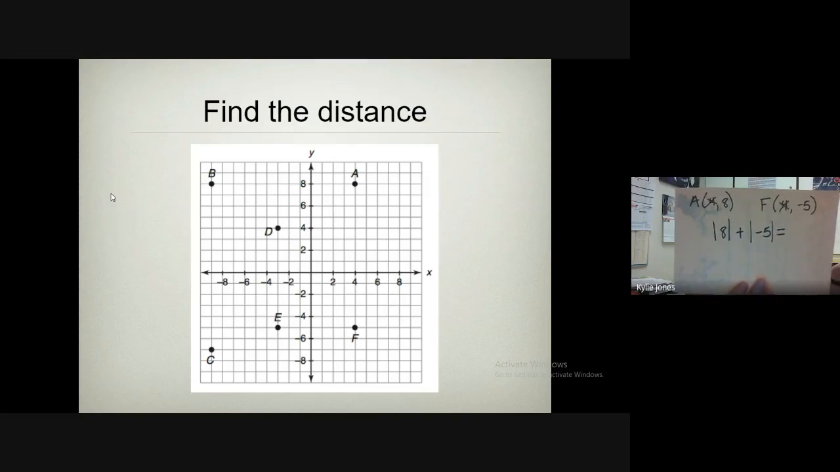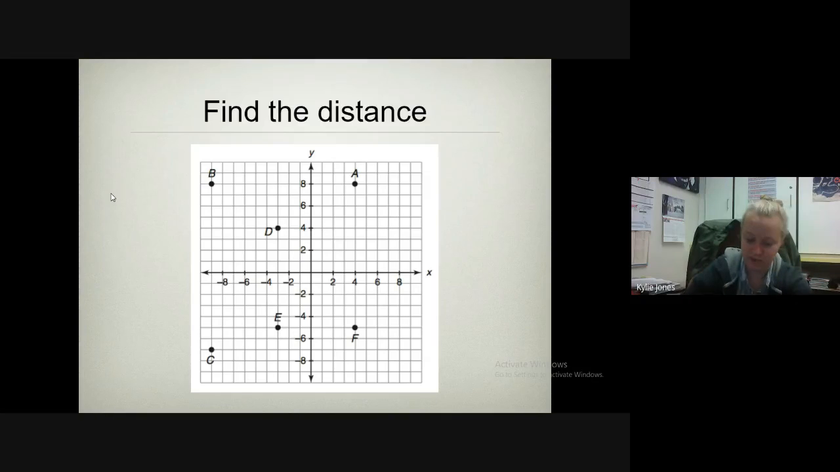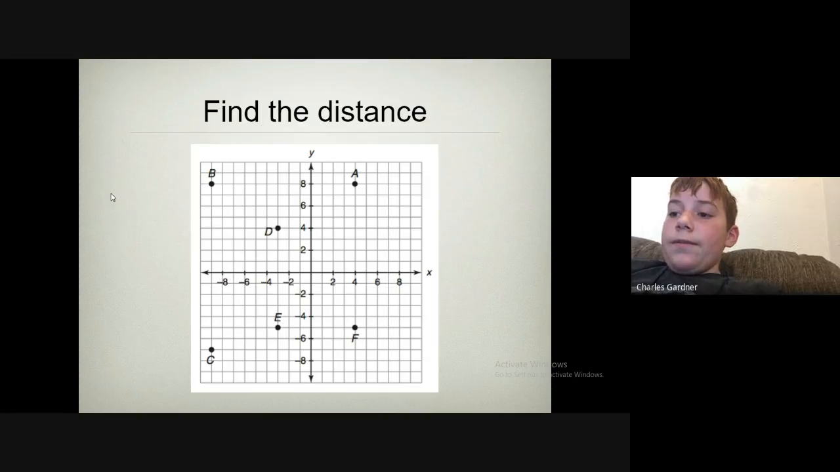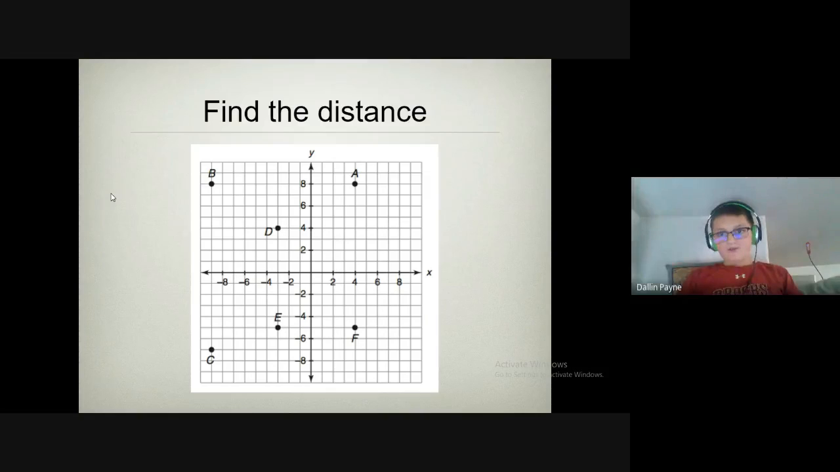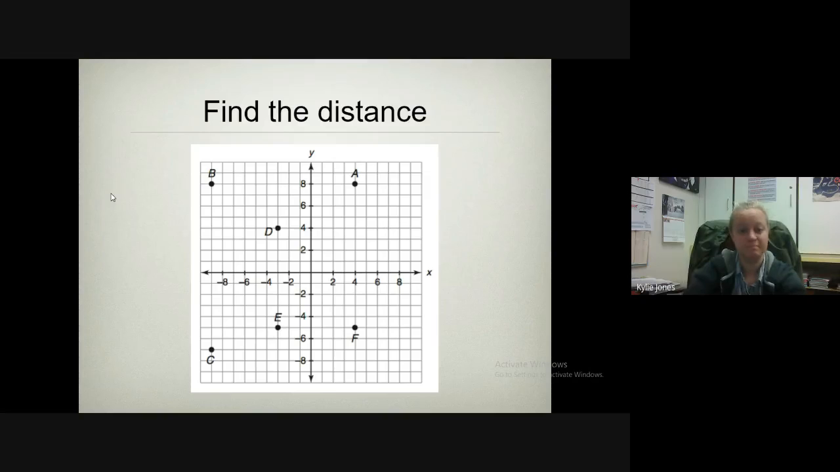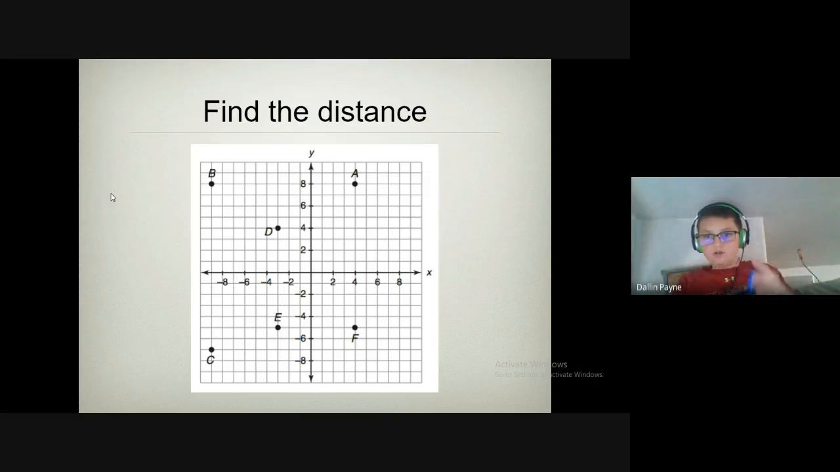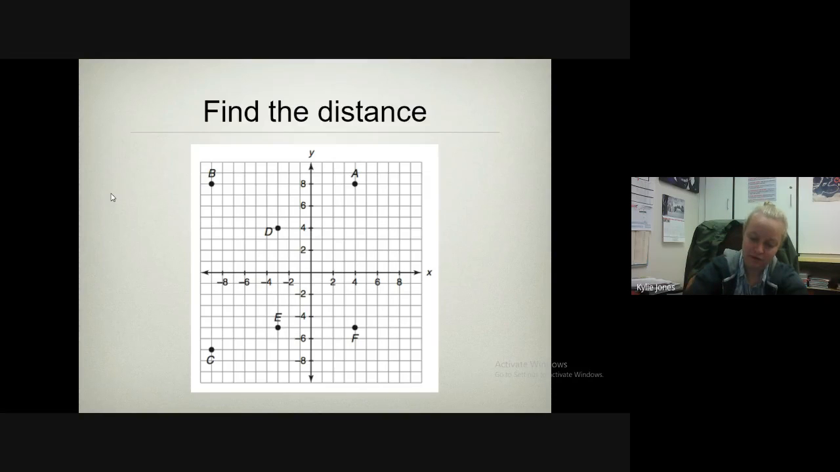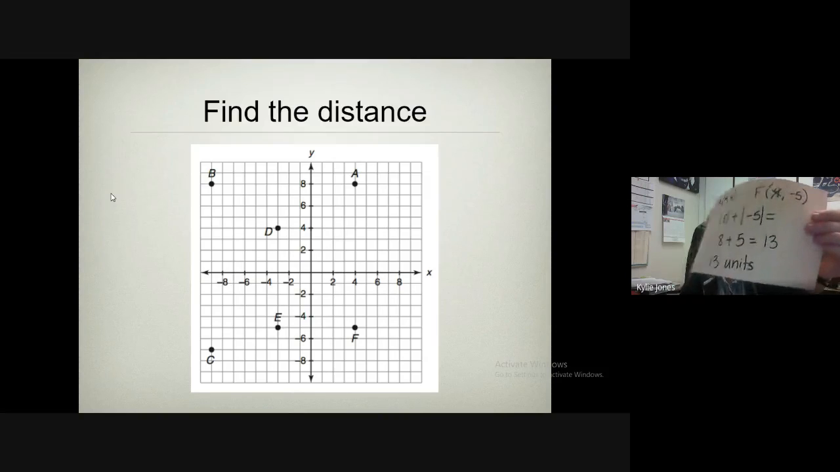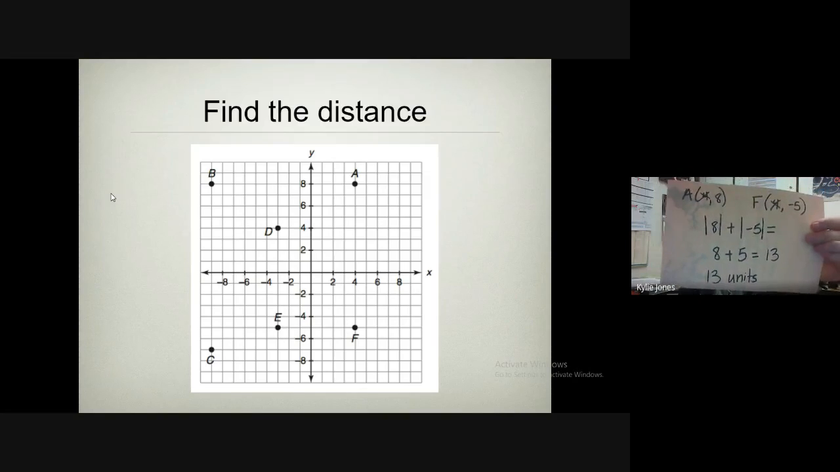And then we solve. What is the absolute value of 8? 8. Good, it's a positive 8. What about the absolute value of negative 5? 5. Good, because it's 5 away from 0. What is 8 plus 5? 13. And then we just need to make sure that we write units on the end because that's the measurement there, right? 13 units. So we have something that looks like this.